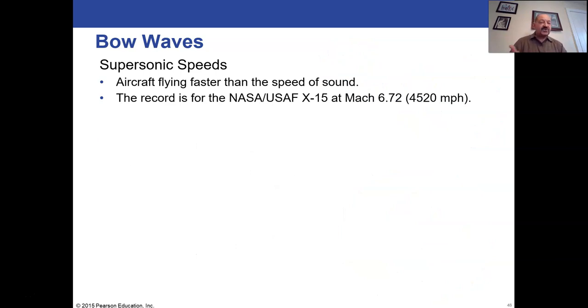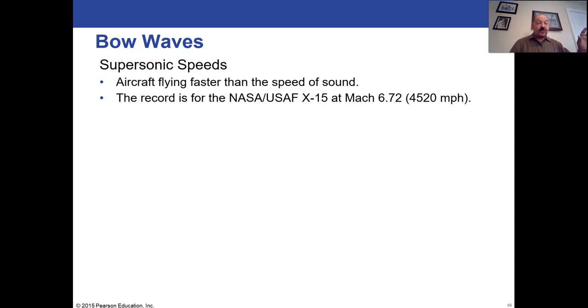So supersonic jets, or planes that can fly as fast as the speed of sound or faster, will create bow waves. The record speed for a jet was from the X-15. The X-15 is actually hanging from the ceiling at the National Air and Space Museum, part of the Smithsonian Institution in Washington, D.C., and it went Mach 6.72. That means 6.72 times faster than the speed of sound, which works out to about 4,500 miles per hour. Incredibly fast. So this is the world record for a jet.